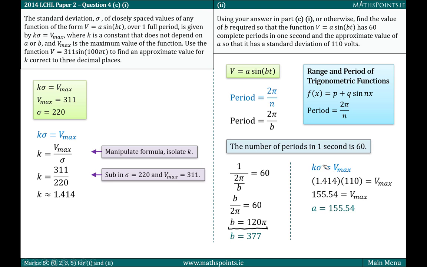Now they don't ask us to actually write the function, they just ask us to find a and b, but the function would be 155.54 by the sine of 377t. Or we could round it off: 156 by the sine of 120 pi t, if we wanted to keep the pi notation in it.